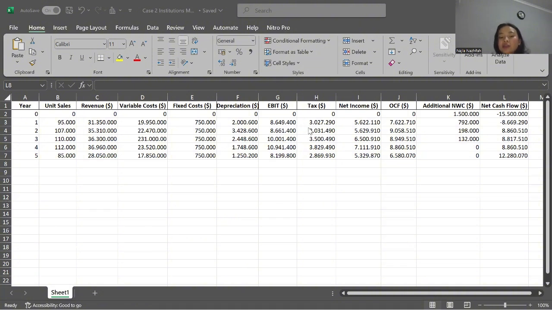Tax we got $3,031,490 from 35% of EBIT. Next is net income. We got net income from EBIT minus tax. We got $5,629,910. And next is operating cash flow. Operating cash flow is net income plus depreciation. We got $9,058,510.